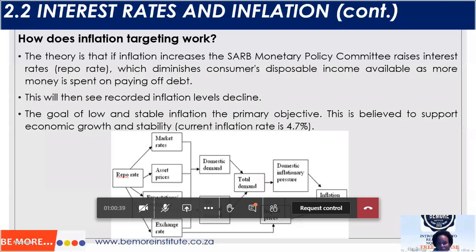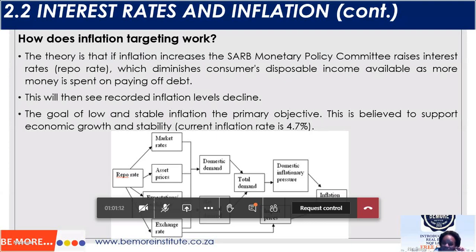It diminishes the consumer's disposable income, as more money is now spent on paying debt, whatever kind of debt you have. Then we will see inflation levels declining because there is not a lot of spending happening out there. And the goal is low and stable inflation. That's what this inflation target is about. So that is the primary objective of inflation targeting.